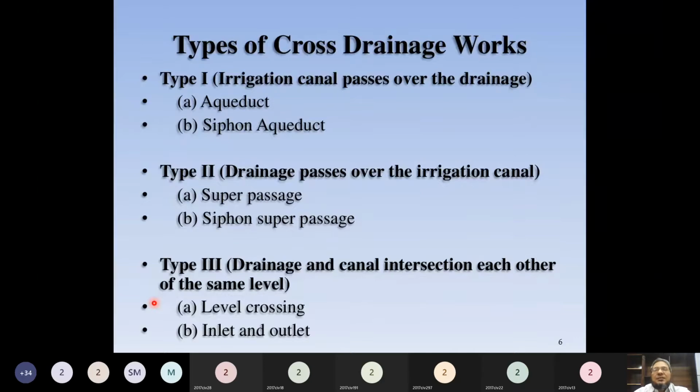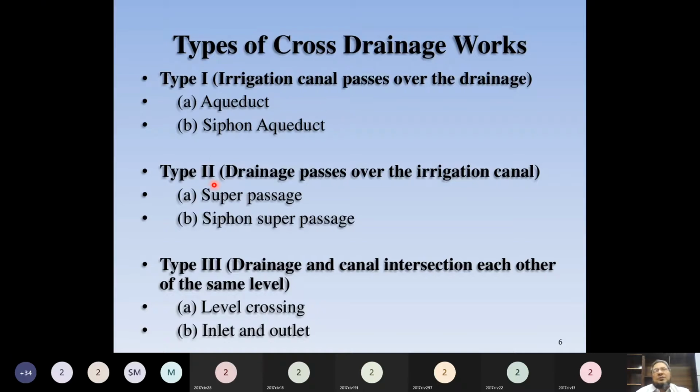Now let us come to the types of the cross drainage works. As far as types are concerned, we have three types: type 1 cross drainage works, type 2 cross drainage works, and type 3 cross drainage works. What are type 1 cross drainage works? In these cross drainage works, the canal water is passed above the stream. Okay, so canal is passed above the stream.